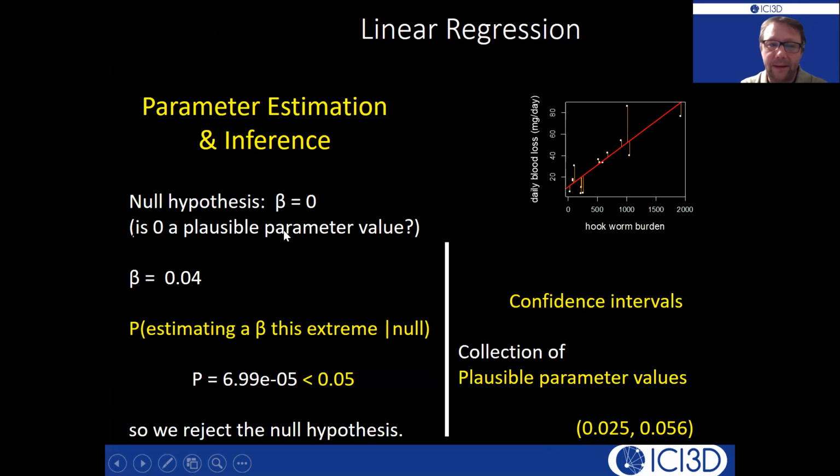If we instead tested this slope as being something like 0.03, we would end up not rejecting the null hypothesis, and we would conclude that it is a plausible value. That's why it shows up in this interval. So there's a relationship between confidence intervals and doing a two-sided hypothesis test. So that's another way to get a confidence interval.